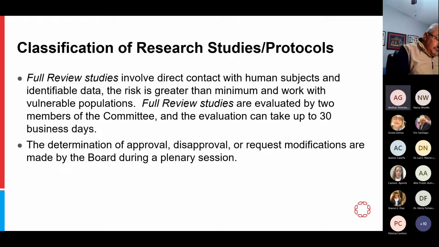Last but not least, full review studies. The full review involves direct contact with human subjects and identifiable data. The risk is greater than the minimum and they work with vulnerable populations. Full review studies are evaluated by 2 members of the committee, and the evaluation can take up to 30 business days. The determination of approval, disapproval, or modifications for these kinds of studies is made by the board in a plenary session.